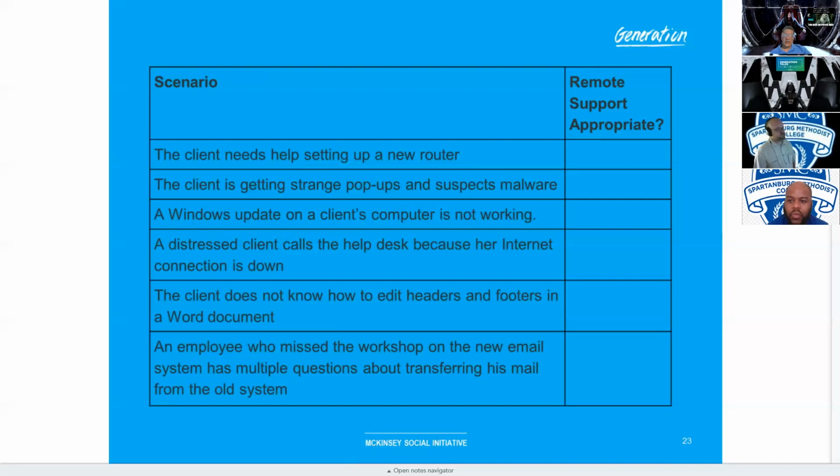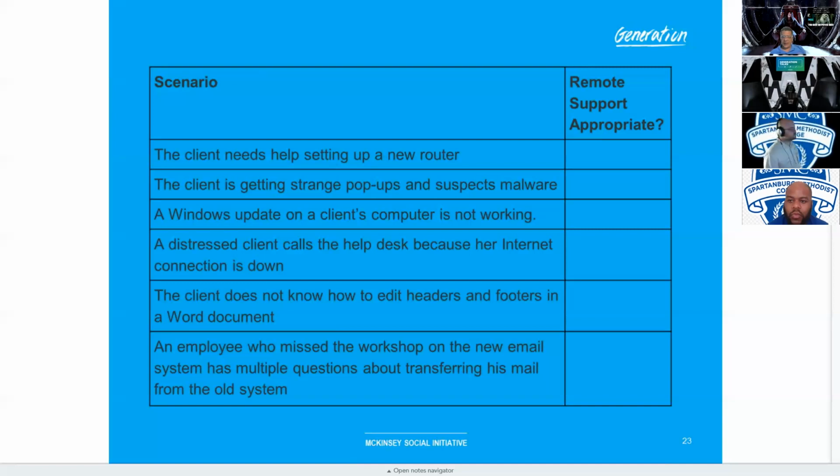A Windows update on a client's computer is not working. Once again, the keyword here is in reference to the client computer itself, not the network, not the switch, not a router that's down. So in this case, it is Windows Update, and we should be able to remote look at it and try to fix it.